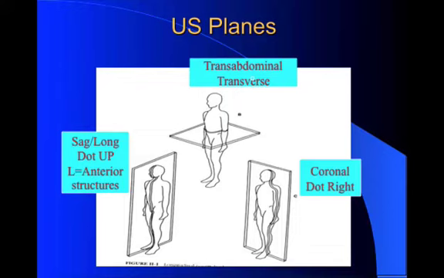So ultrasound planes are a little bit different than other planes that we use in ultrasound. In transvaginal scanning, we use coronal when our marker dot is to the right, and sagittal is when our marker dot is up. So the left side of the screen will represent anterior structures.